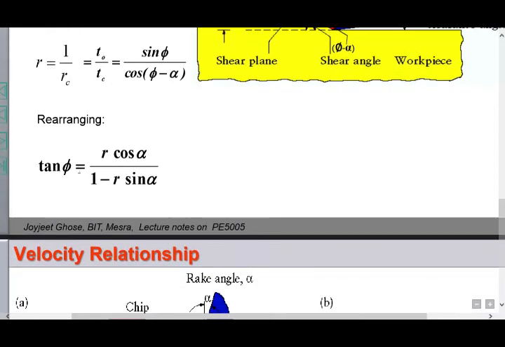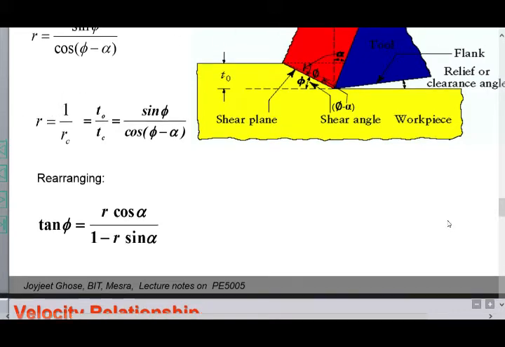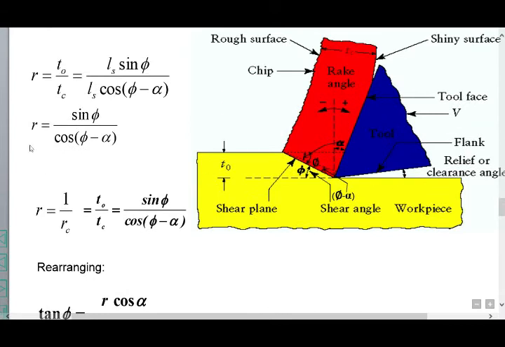And next, finally tan phi is equal to R cos alpha divided by 1 minus R sin alpha. You understand that here also sin phi is equal to sin phi. What is the sin phi? By AB is equal to sin phi. So AB is equal to BC by sin phi, is equal to T1 divided by sin phi. Clearly you understand that. Next slide.